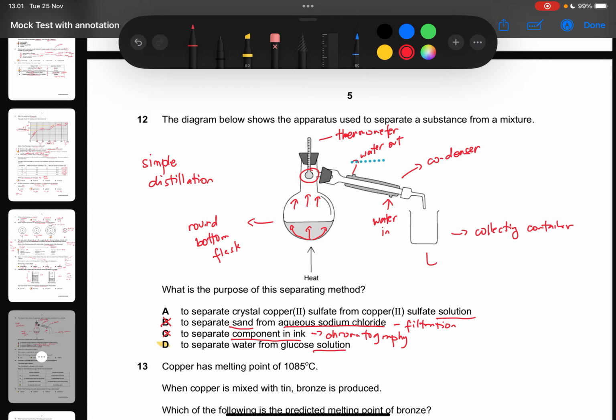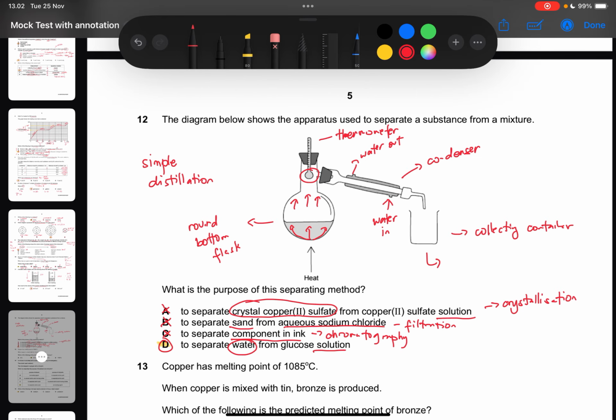Remember, what will be collected in the collecting container is a pure substance that will go out because of its fixed boiling point. Now in this case, letter D is looking to separate the water, while letter A is collecting the crystal copper sulfate. So if we're going to use a simple distillation, letter D is our best answer, because letter A actually can be done using crystallization. So if we want to obtain the solute, a pure solute, crystallization is the best method.